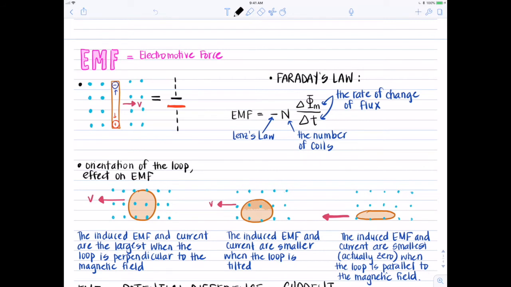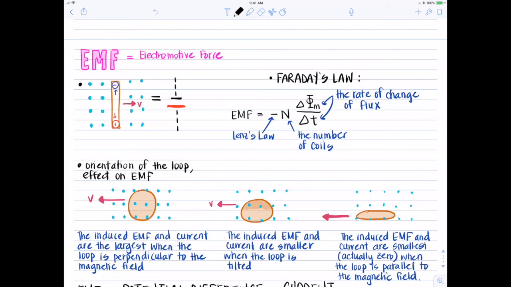Now, when the cross-sectional area is perpendicular to the magnetic field, that's when we'll get the largest induced EMF and current. Which makes sense, because when the field is perpendicular to the cross-sectional area, then we get the largest flux, and therefore the largest change in flux, which leads to the largest EMF and therefore the largest current.